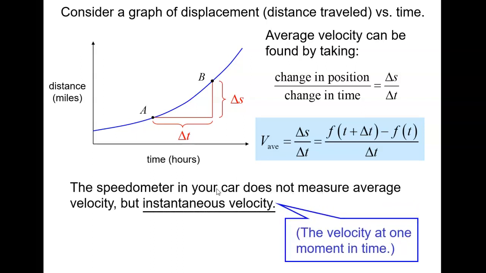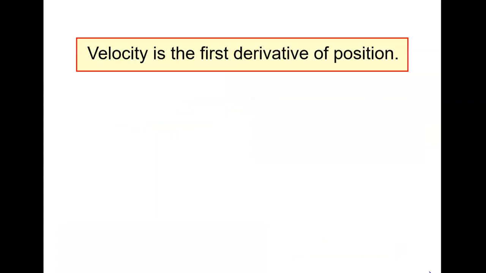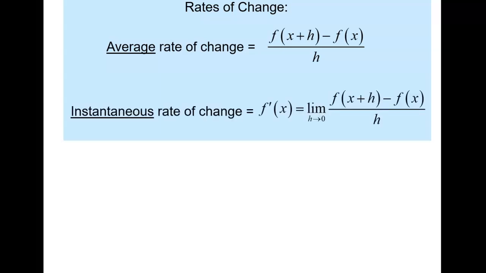The speedometer in your car does not measure average, but instantaneous. So our speedometer is our instant velocity. It is the velocity at that singular moment, or the limit. Velocity is the first derivative of position. All you need to know is AROC is f of x plus h minus f of x all over h. And IROC is f prime of x, where you're talking about the limit of the AROC. IROC is the limit of AROC. These definitions are true for any and all functions.